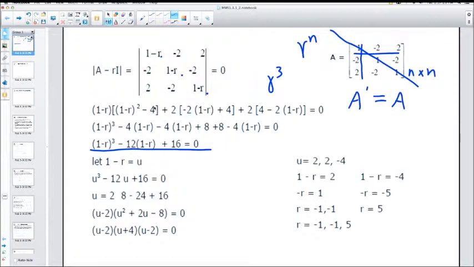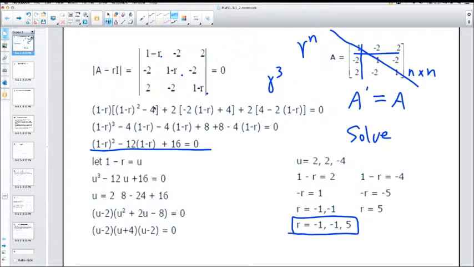Sometimes you're going to have difficulty solving the cubic equation. Fine, use MATLAB. There's a command called solve. It's going to finish the job for you. Anyway, we solved this equation by substitution here. We found the 3 solutions.